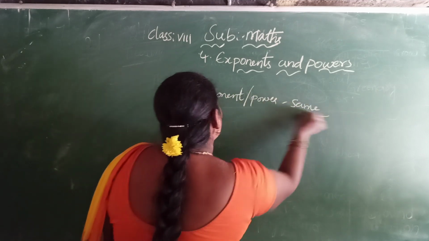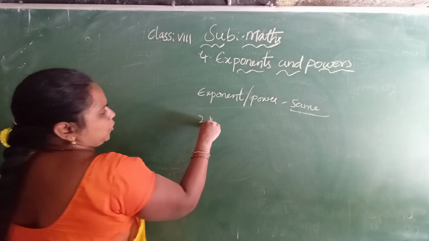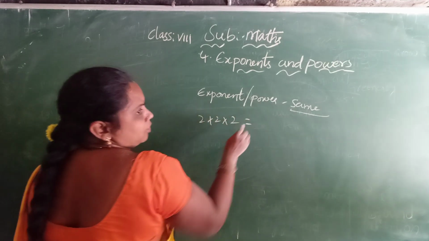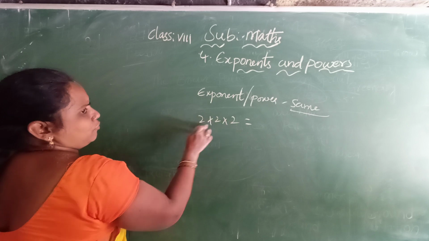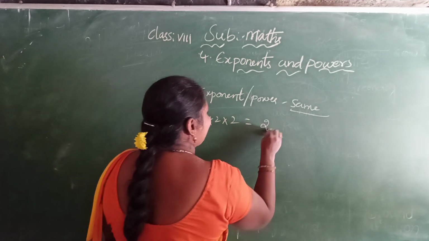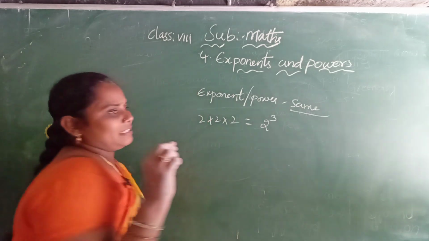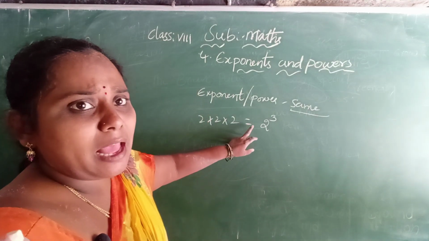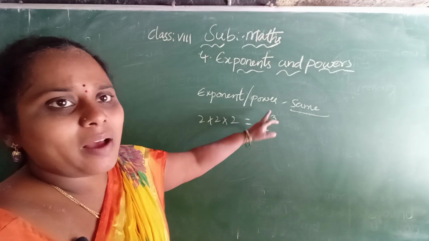So we will write here, suppose 2 into 2 into 2. So what happened here? I wrote 2 for 3 times. So I will write it as 2 power 3. How am I reading it, Sinana? 2 power 3.